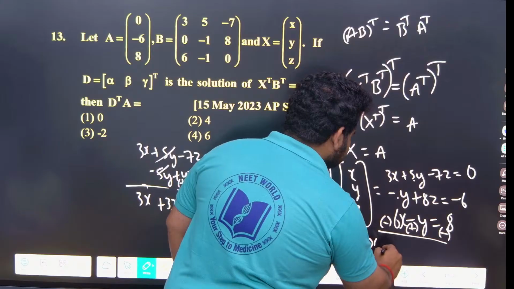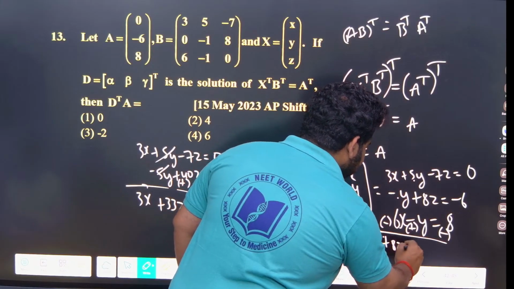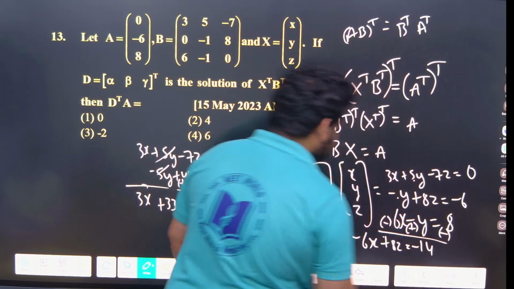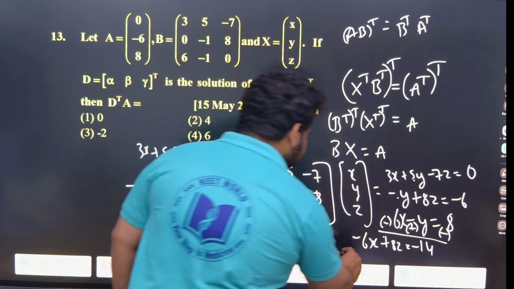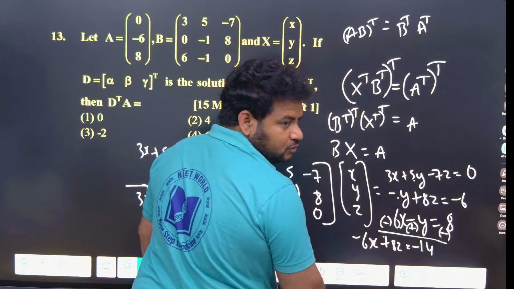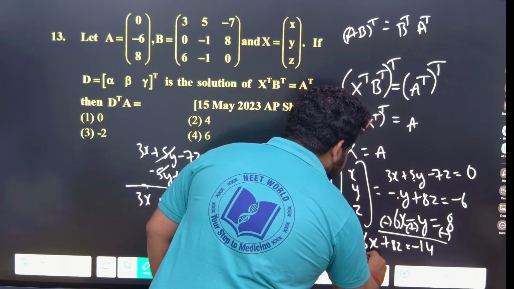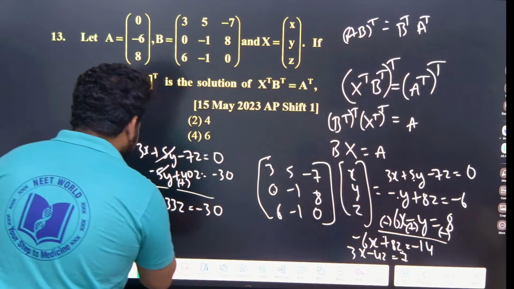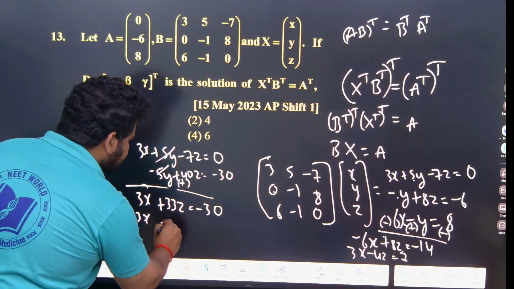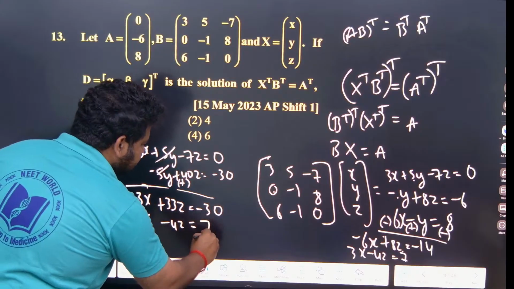Plus 8z is equal to what? Minus 14. 6x plus 8z is equal to minus 14. If I divide by minus 2, this will become what? 3x minus 4z is equal to 7. So here if I put it, 3x minus 4z is equal to what? 7. I am just solving it.